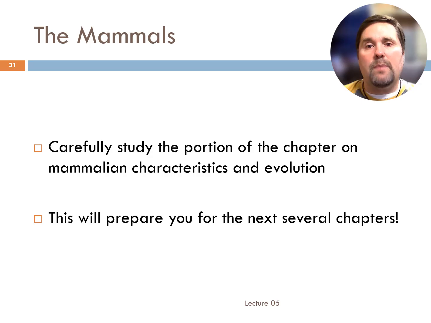Finally, pay special attention to the sections of this chapter covering mammalian characteristics and evolution. Especially know the 3 major groups of mammals and their differing reproductive strategies. All of this information will help you make sense of the material we cover in the next several chapters as we delve deeper into humanity's evolutionary and biological context. Now, starting next lecture, we'll examine in detail one particular kind of mammal, the primates.